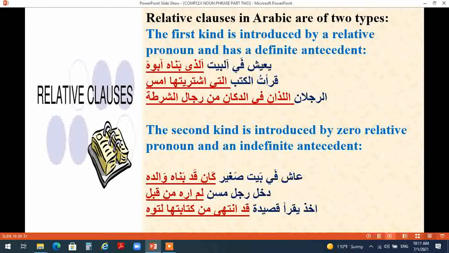Now الطريقة الأخرى اللي ممكن أن يتحقق من خلالها post modification in Arabic is by using relative clauses. نستخدم جملة الوصل أو نستخدم ضمائر الوصل. Relative clauses in Arabic are of 2 types. إذن تنقسم الجمل الوصفية في اللغة العربية إلى قسمين. The first kind is introduced by a relative pronoun and has a definite antecedent.